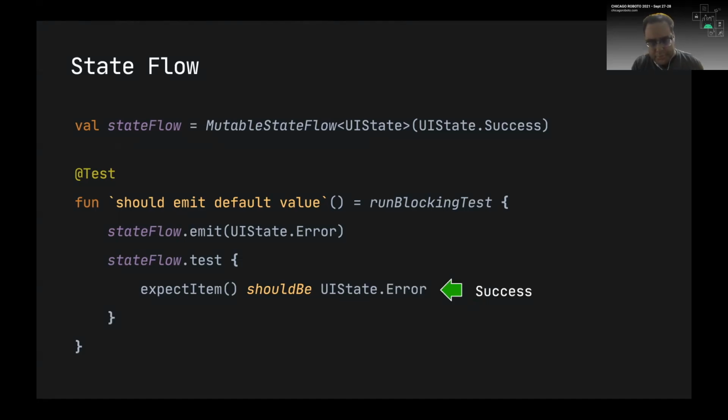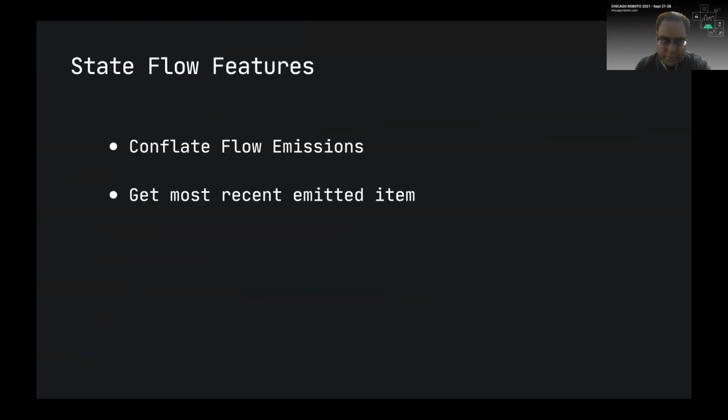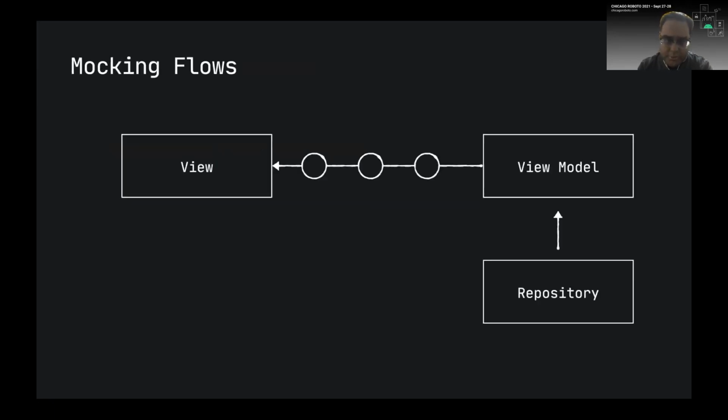So the most recent submission was an error. So this is the passing test. A very common problem that I found occurs a lot is with the feature that a state flow has, which is the ability to distinct. And when you send something to it, when you do state flow dot emit or dot value, it stores the most recent emission externally. And so that's how state flows work.